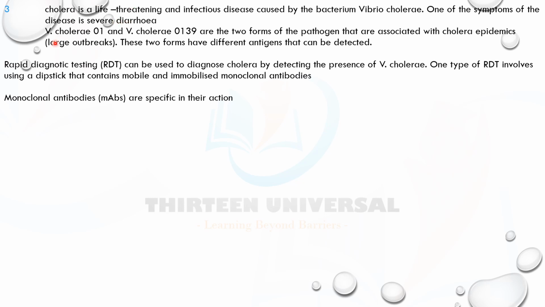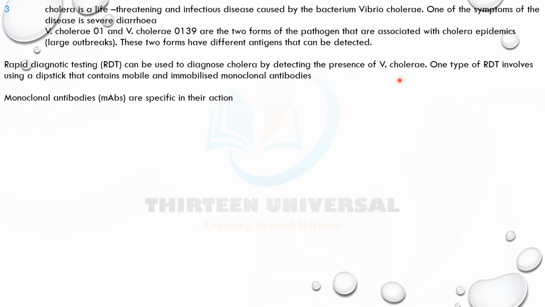All right, V. cholerae has different strains. V. cholerae O1 and V. cholerae O139 are the two forms of pathogens that are associated with cholera epidemics and large outbreaks. These two forms have different antigens that can be detected. So they have different surface macromolecules called antigens. However, rapid diagnostic testing, RDT, can be used to diagnose cholera by detecting the presence of V. cholerae.